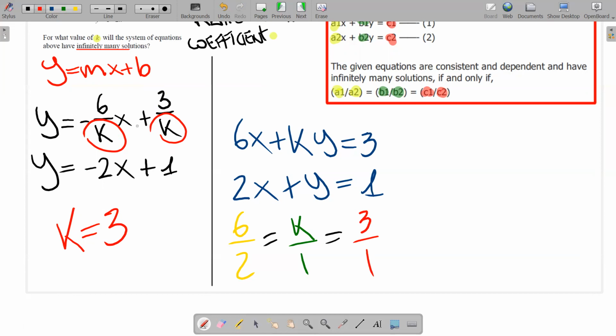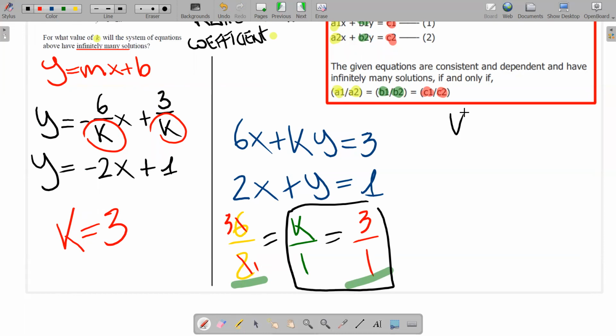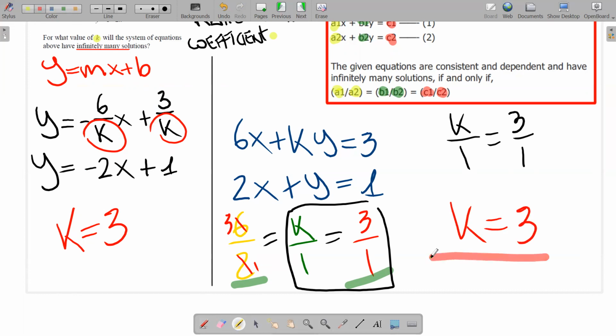As you can see, the first fraction can be simplified to 3/1, and that's the same as the third ratio, the third fraction. That means that we are in the concept of infinitely many solutions. To find the value of k, what we have to do is take two ratios and put them equal to each other. When we put two ratios equal to each other, we are just creating another equation. And we can solve for k in this case. This one will be very easy, and it will tell us k is equal to 3. That's it. Nothing else to do.